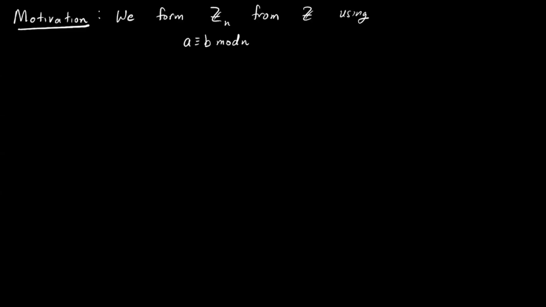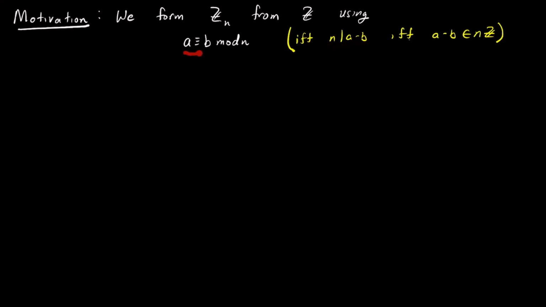The goal of this video is to motivate and define the notion of quotient ring, and we're going to pick up where we left off with the last video on ideals. So one thing to recall is that we can form Z mod n from Z by using this equivalence relation. We say that a is congruent to b mod n. And again, just as a reminder, this means that n divides a minus b, right?